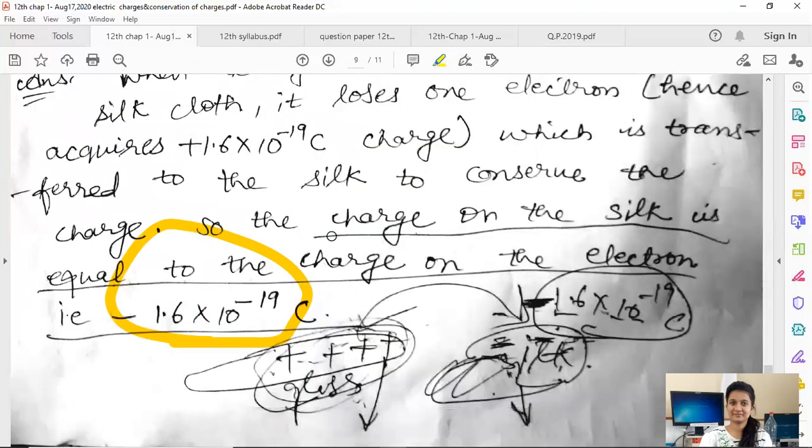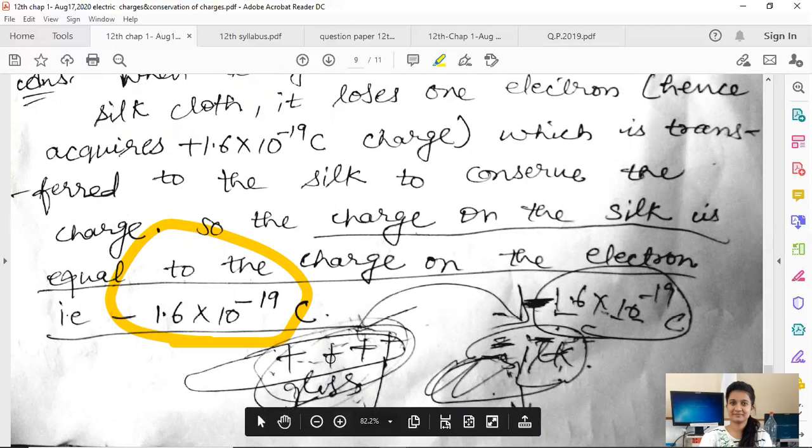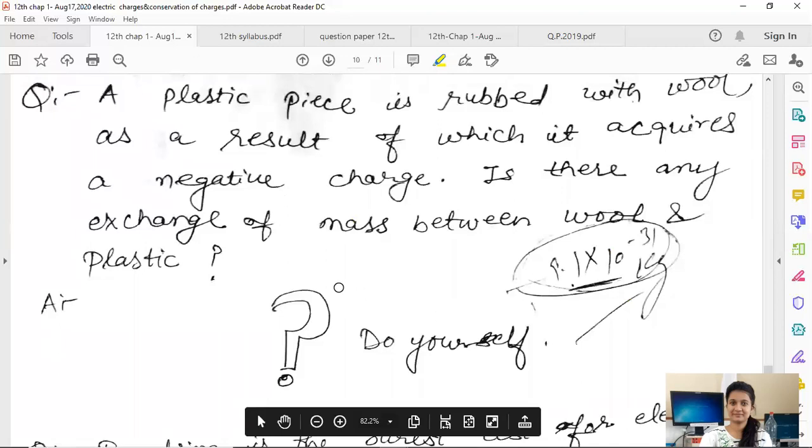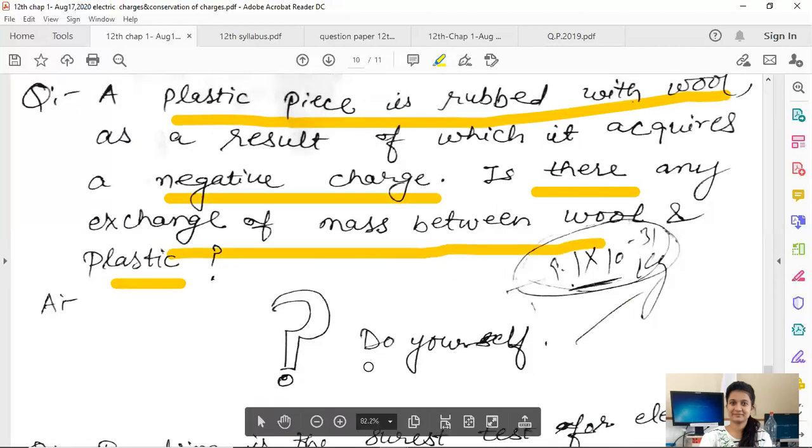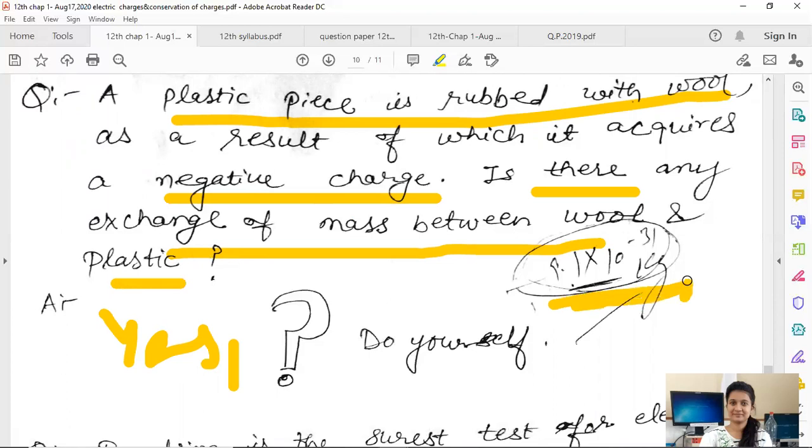Okay, here is another question. When this glass rod is rubbed with this silk cloth, there is a transfer of charge between both substances. Is there a transfer of mass also? A similar question: a plastic piece is rubbed with wool, as a result of which it acquires negative charge. Is there any exchange of mass between wool and plastic? The answer is yes. There is a transfer of mass.